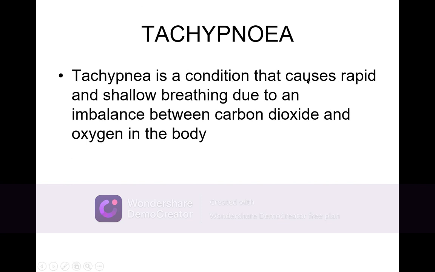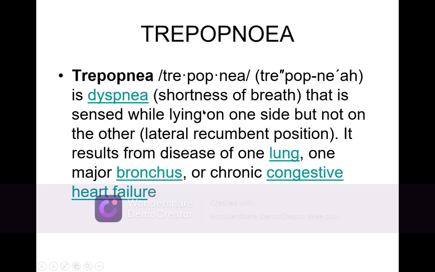That is called tachypnea, the condition that causes rapid and shallow breathing due to an imbalance between the carbon dioxide and oxygen in the body. Because a reflex arc will be produced, the efferent arc, tachypnea occurs for the compensation. So hyperpnea and tachypnea. Trepopnea is the terminology we use for the shortness of breath that is sensed while lying on one side, lateral recumbent position, but not on the other side. It results from disease of one lung which is affected, one major bronchus which is affected, or chronic congestive cardiac failure, CCF. It may occur in these conditions.